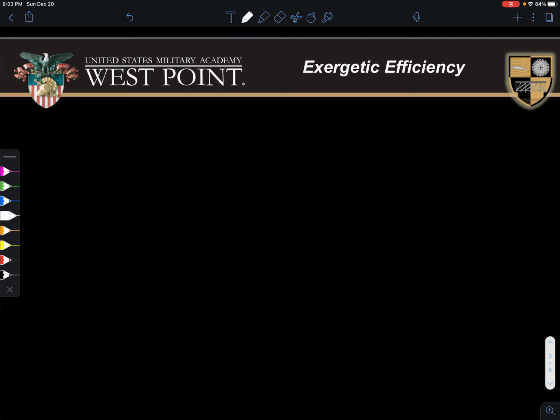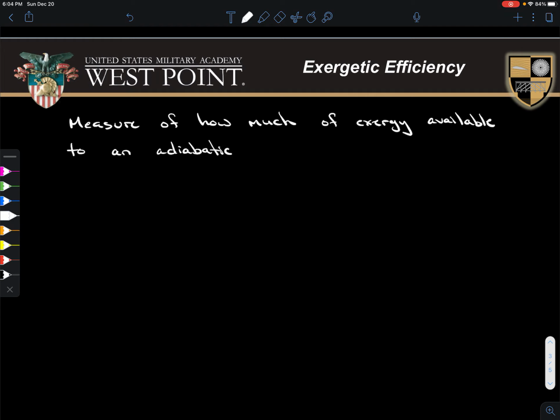This is a measure of how much of the exergy available to an adiabatic device is converted to useful work, or in this case, let's be more specific with our statement, to useful exergy effect, basically just saying useful work.